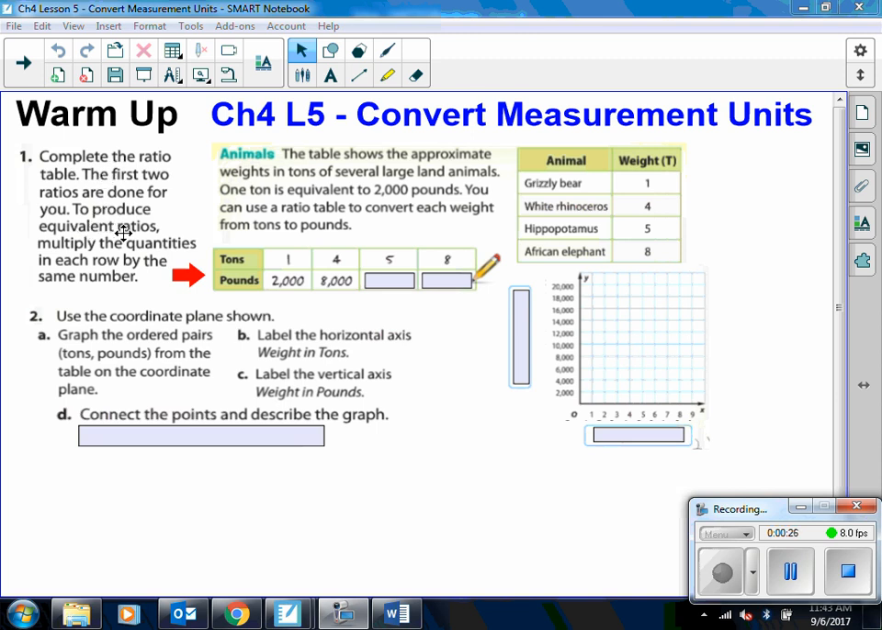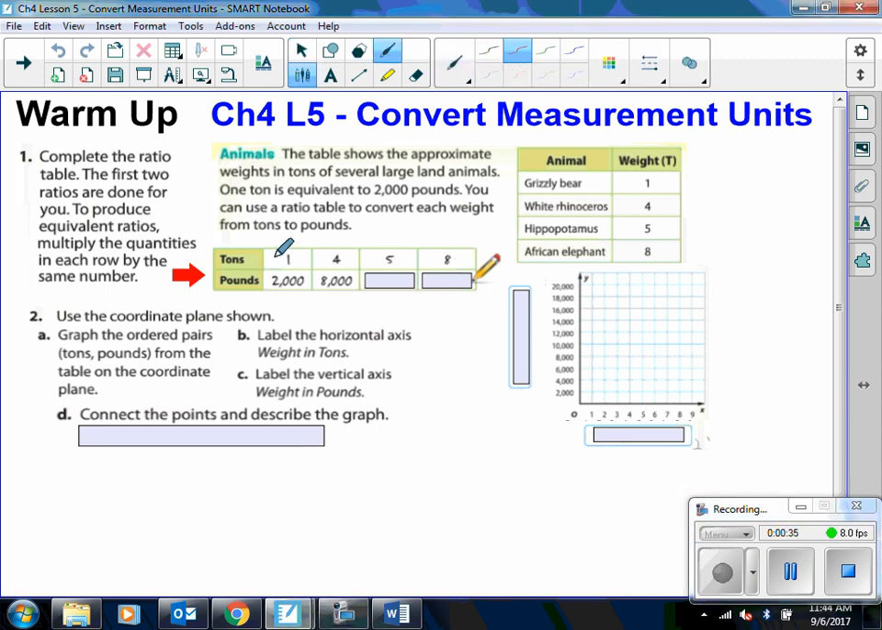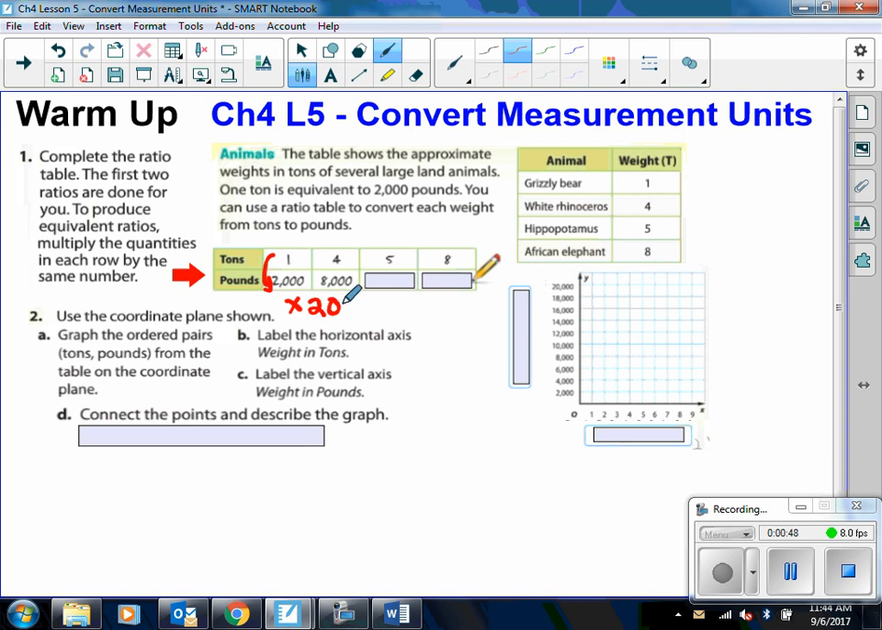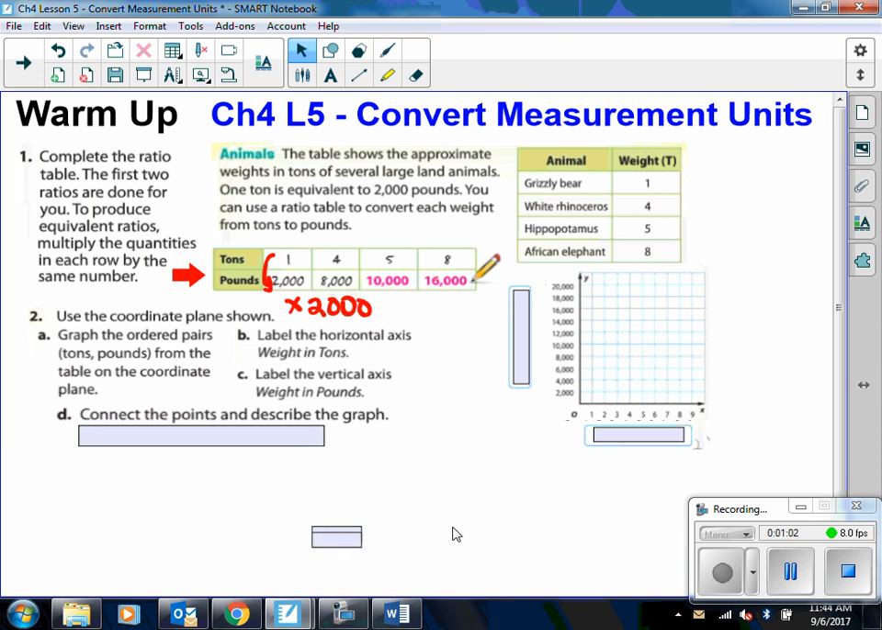To produce equivalent ratios, we want to multiply the quantities in each row by the same number. So we want to look to see how am I getting from 1 to 2,000, from 4 to 8,000. Well, here we're multiplying times 2,000. So 1 times 2,000 is 2,000, 4 times 2,000 is 8,000, and 5 times 2,000 is 10,000, and 8 times 2,000, of course, is 16,000. So that's the table. That's the ratio table.